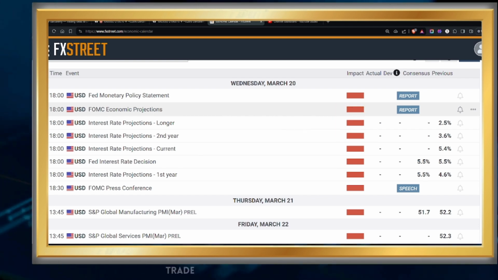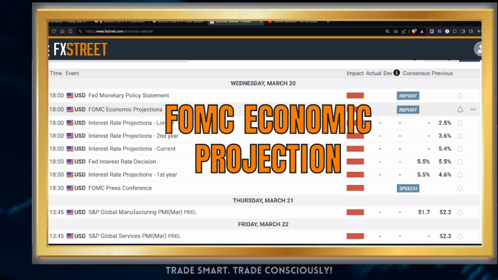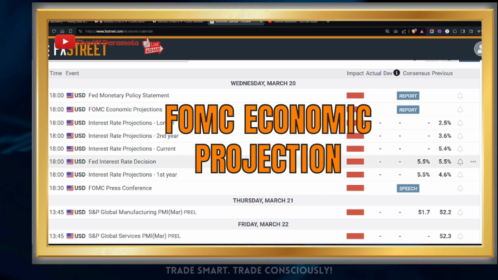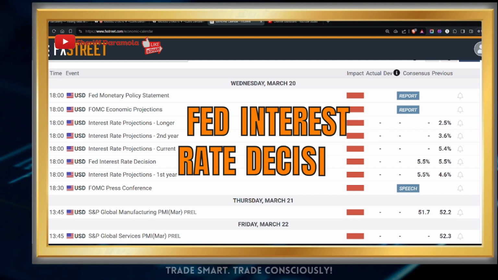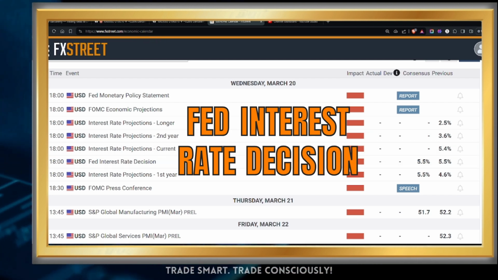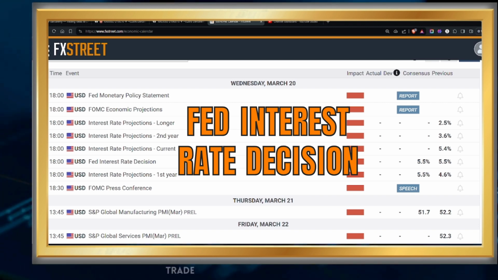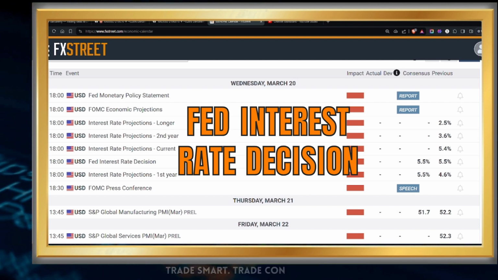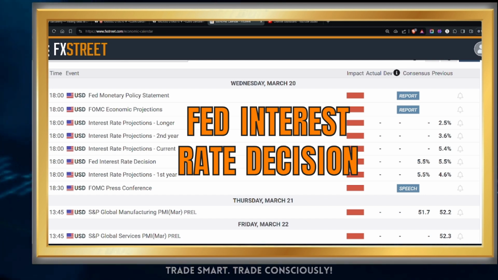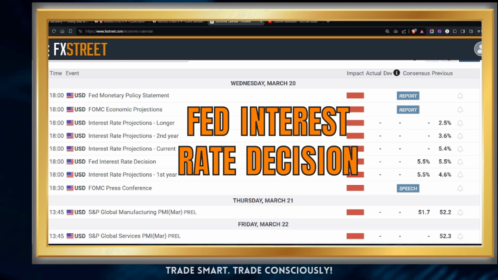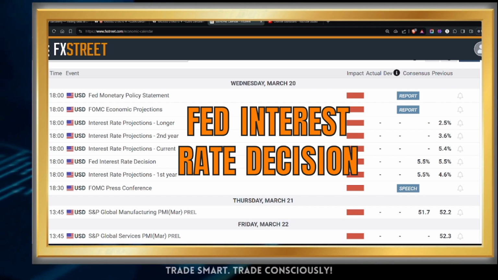We are also going to be having the FOMC economic projection. We are also going to be having one of the major events for the week, the Fed interest rate decision, which also is coming up simultaneously at that time. So during this time, we are going to get to know the outcome of the Federal Reserve's meeting, where they decide whether to change or maintain the current interest rate based on the data we've been seeing from that economy in the last couple of weeks.